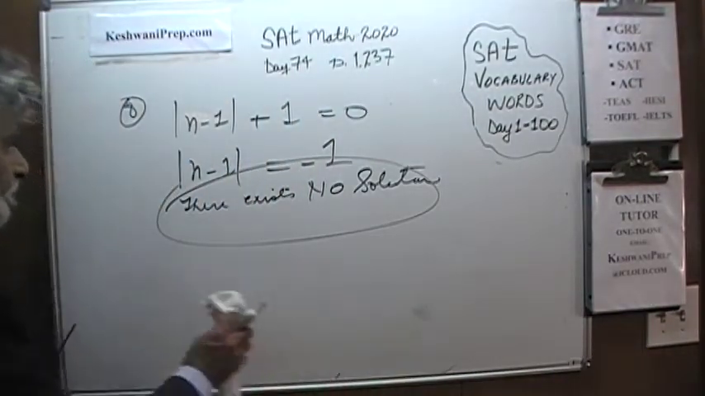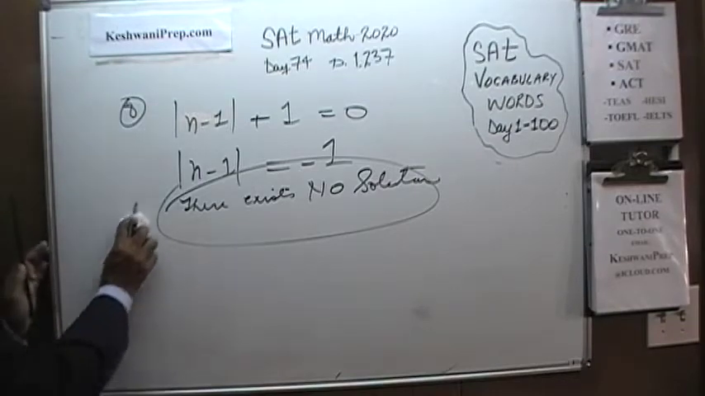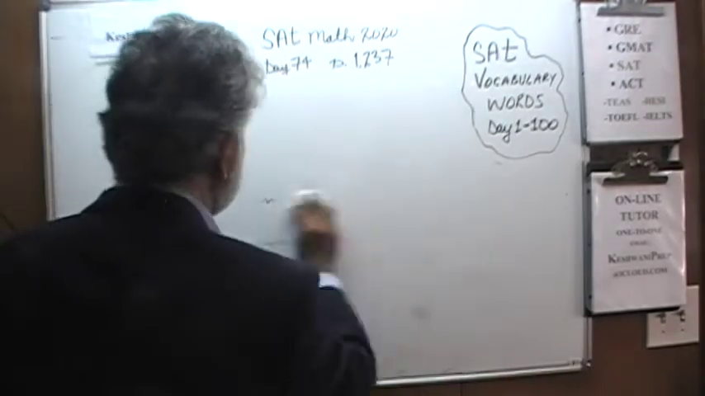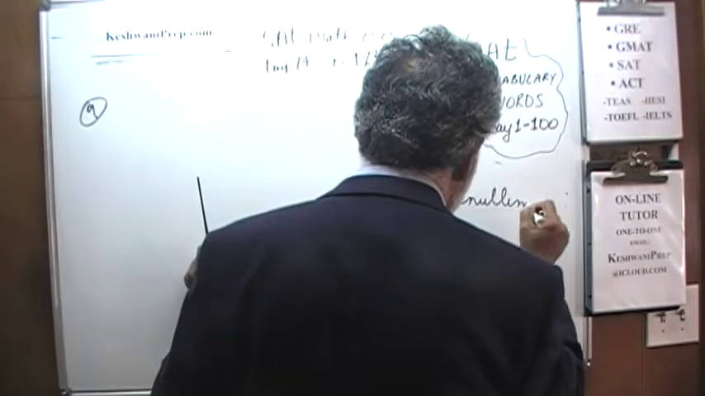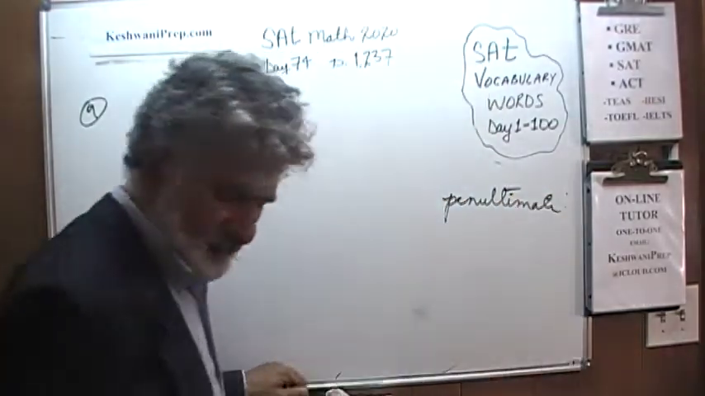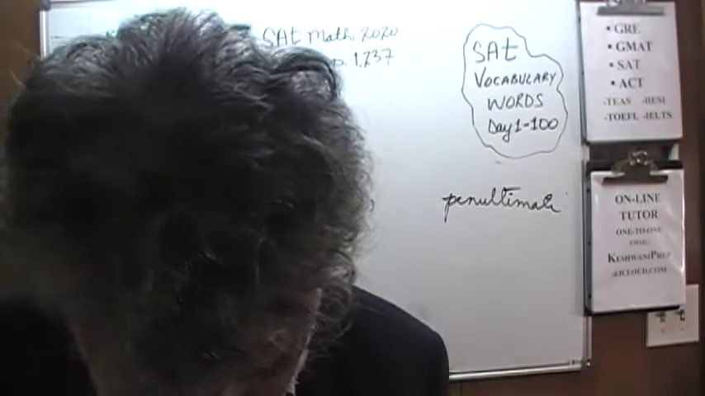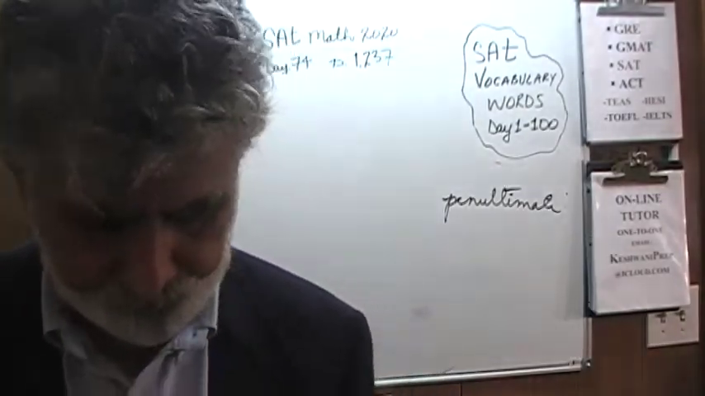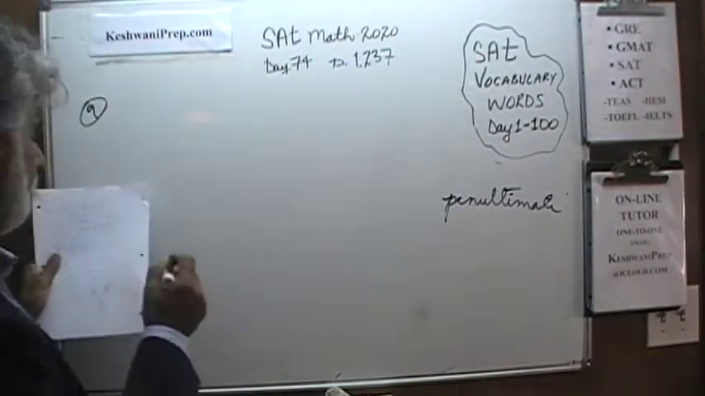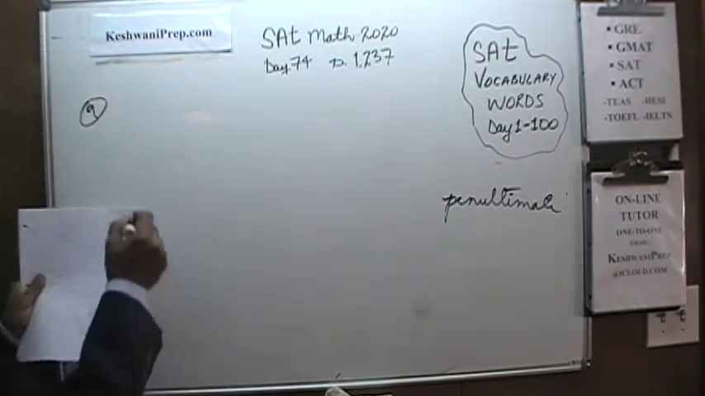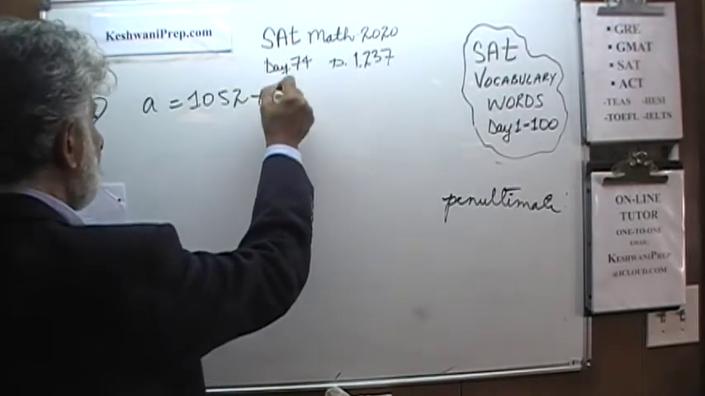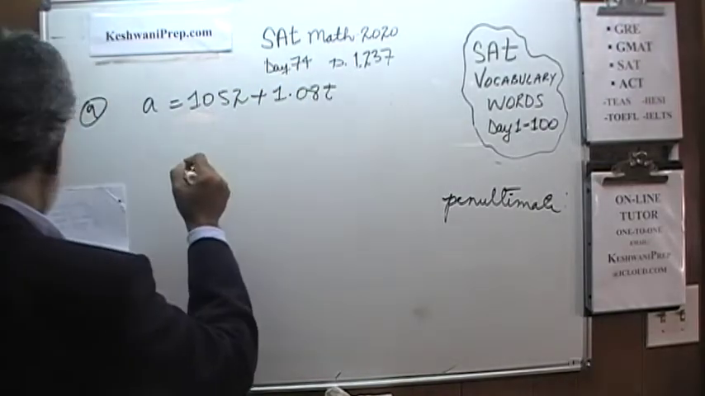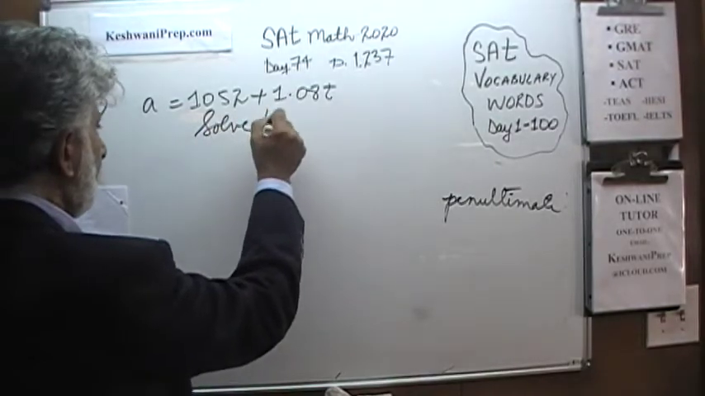Number 9. The penultimate problem. Second to the last problem, because we're only going to do 10 today. Oh, 9 and 10 are related. Both 9 and 10 are based on the same equation. The equation looks something like this. We are told that A equals 1052 plus 1.08t, and we are simply asked to solve for t.